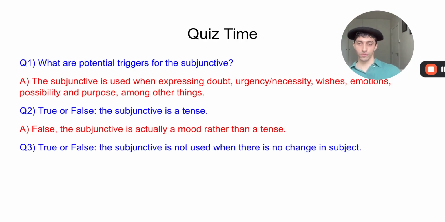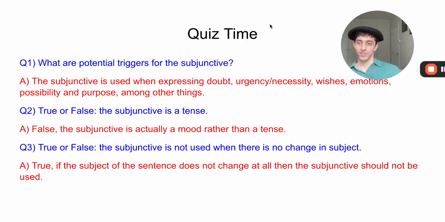Question three, which is true or false again. The subjunctive is not used when there's no change in subject. Is it true or is it false? Let me give you a bit of time to reflect on it before showing the answer. Okay, I'm going to show the answer now. So, moment of truth, this one is actually true.